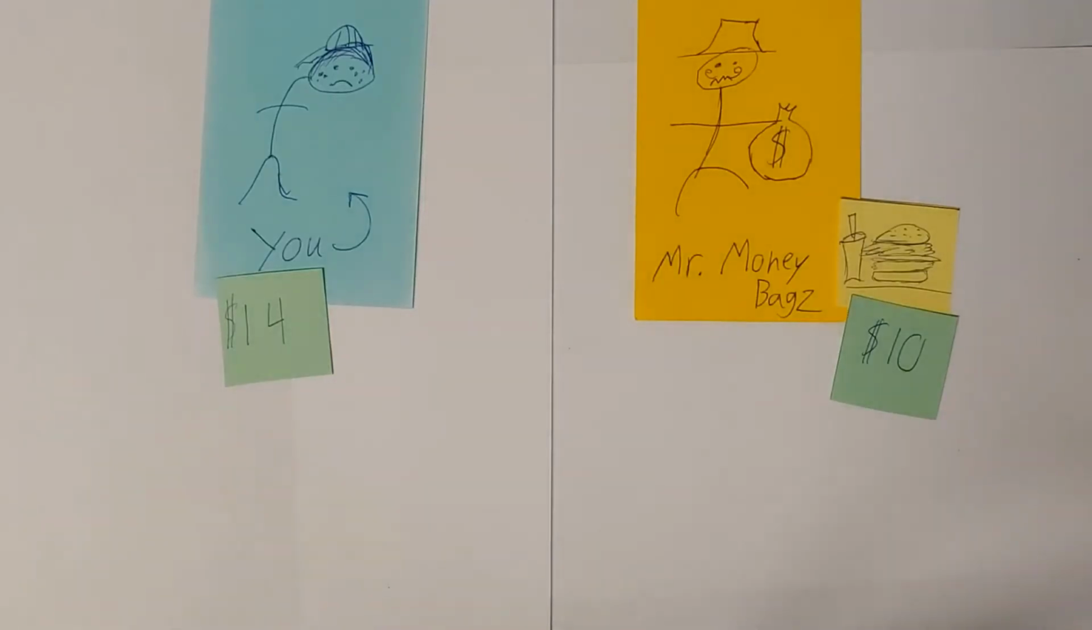So in this scenario that I set up, this is you here. You're looking a little bit worse for wear, but you've got $14 to your name and you need a little bit of food. Mr. Moneybags over here on the other side, he's got the food that you want, and it costs $10. So what we're going to do is try to set up an equation using these values with addition or subtraction to explain how much money you'd have afterwards after buying this food.